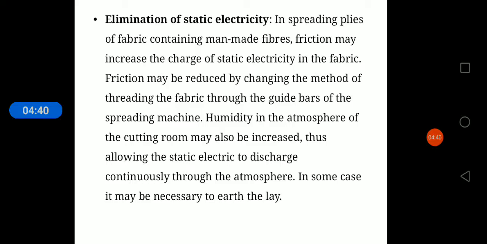So man-made fibers contain more electric charge. Why? Because the friction contact will be very less. So in the spreading machines, the humidity in the atmosphere is maintained at an increased level.